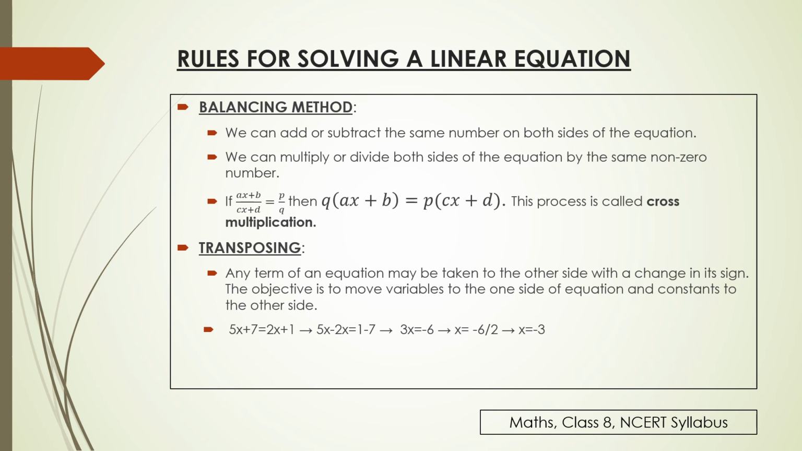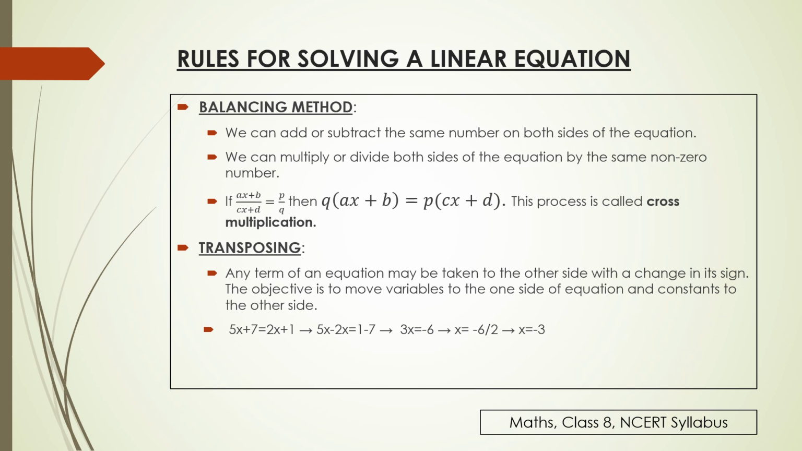Now let's see what is the transposing method. In this method, any term of an equation may be taken to the other side with a change in its sign. The objective is to move variables to one side of the equation and constants to the other side. For example, 5x plus 7 equal to 2x plus 1. By transposing the terms, we can write this equation as 5x minus 2x equal to 1 minus 7, which results in 3x equal to minus 6, which resolves into x equal to minus 3.